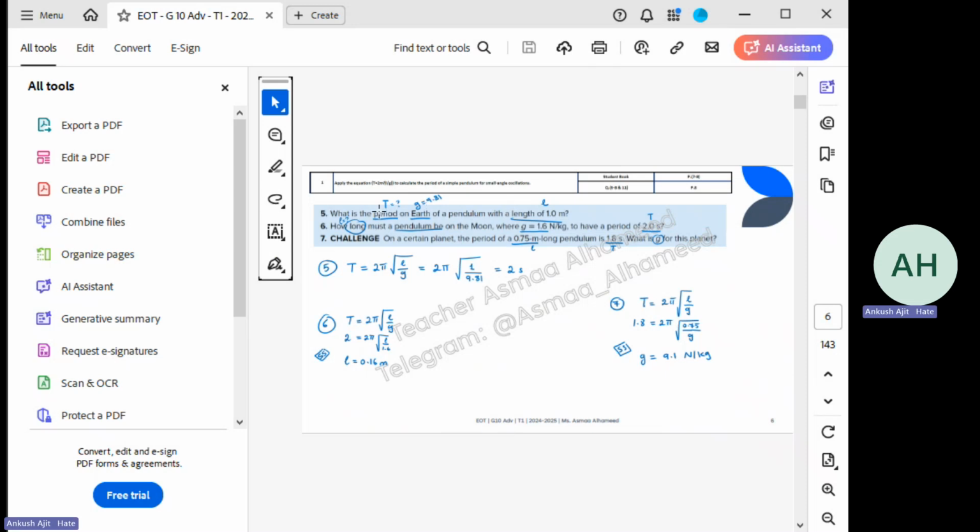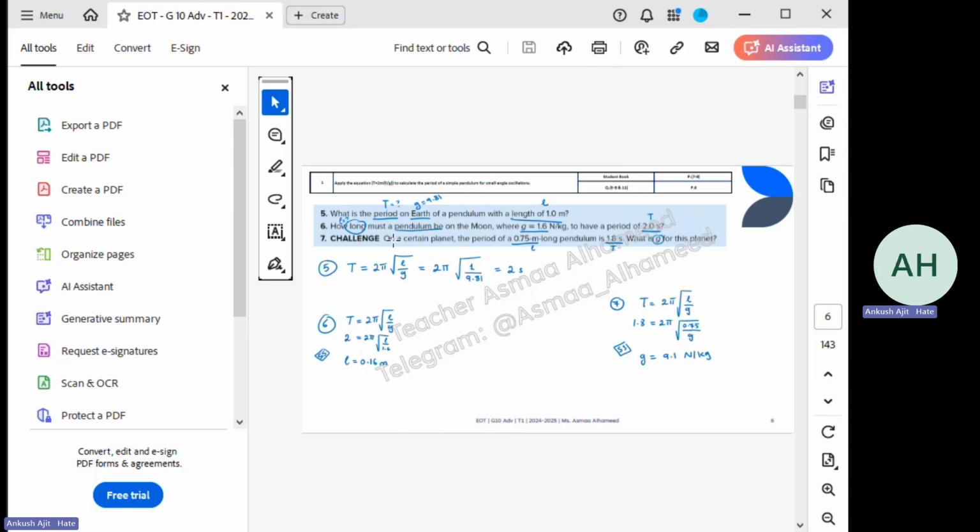Okay, so we have a question here. What is the period on Earth of a pendulum with a length of 1 meter? You will just substitute the values, and you don't have to do anything else. You can just put all the values in the calculator and you get the answer. So this answer is 2 seconds.